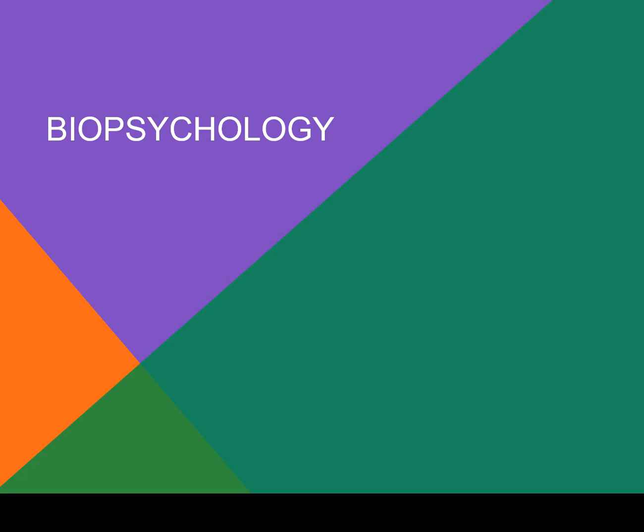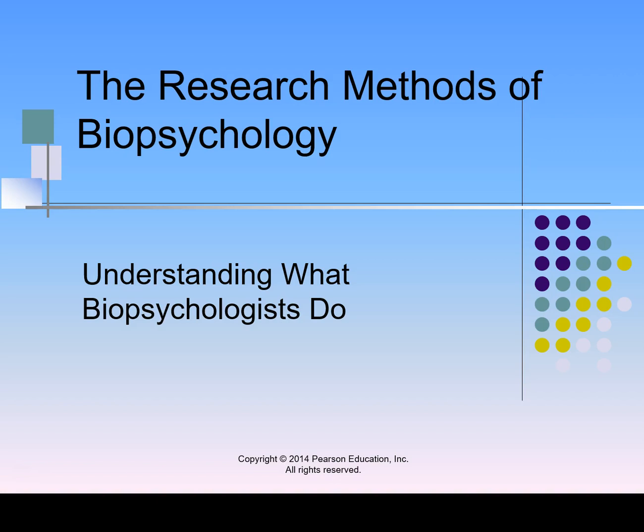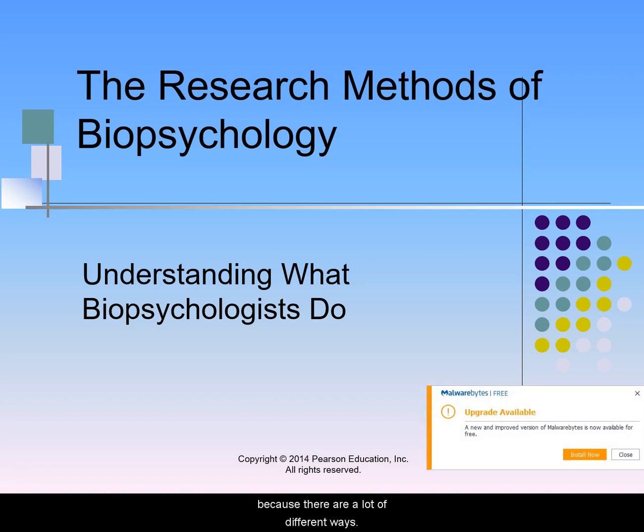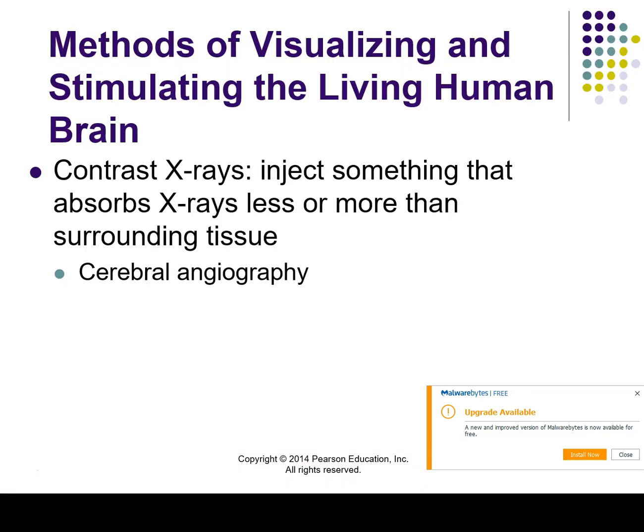Chapter 5 is going to be talking about the research methods of biopsychology. There are a lot of methods that are used by biopsychologists. We will not be going through all of them, but by the time we get through this chapter, you're probably going to think that we actually did, because there are a lot of different ways for us to explore the science of biopsychology. Let's go ahead and get started.